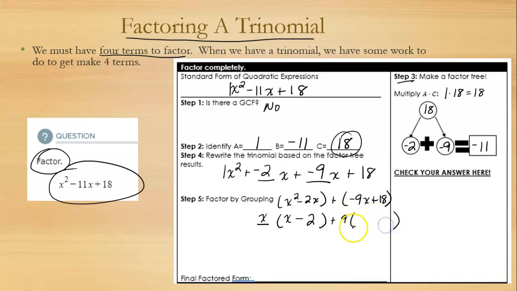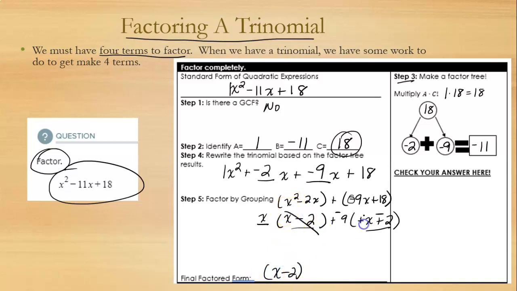Negative 9x divided by 9 is negative x, and 18 divided by 9 is 2. And I want you to notice something. These are close to being the same, but the signs are off. If I had taken out a negative 9 instead, which is why I keep that negative 9 on the inside of the parentheses, negative 9 divided by negative 9 would have made positive x, and positive 18 divided by negative 9 is negative 2, and now these match. So my GCF is x minus 2.